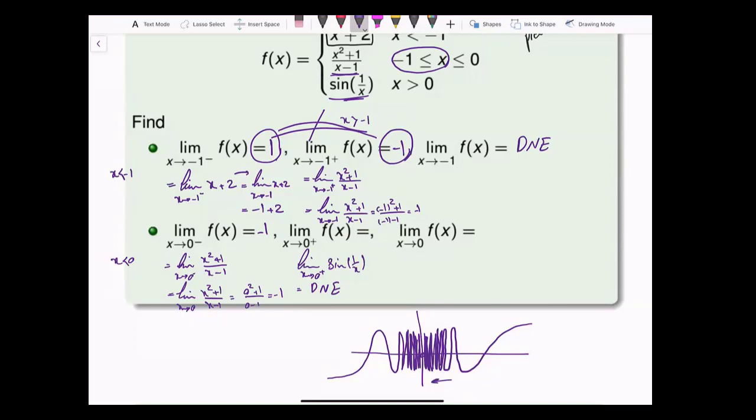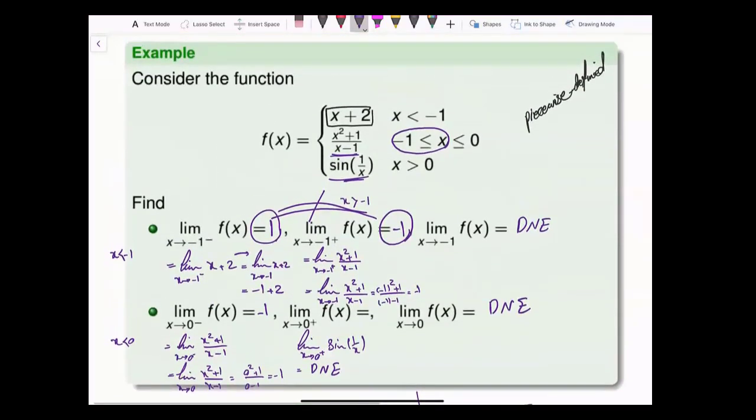So now, how about the limit of the whole function? Well, the limit of the whole function exists if and only if the right limit exists and the left limit exists. Well, here, the right limit does not exist. So that means that this function doesn't have a limit at 0.